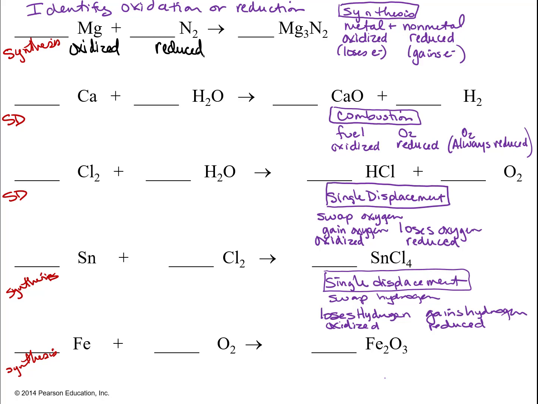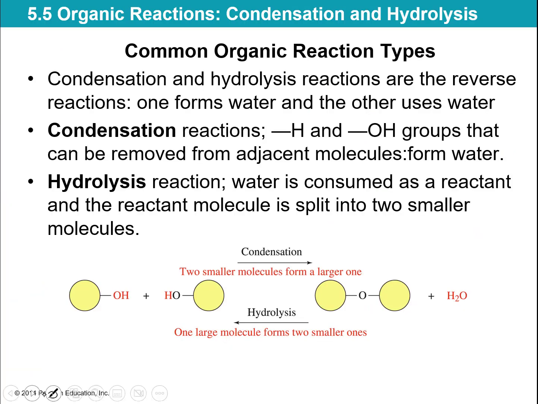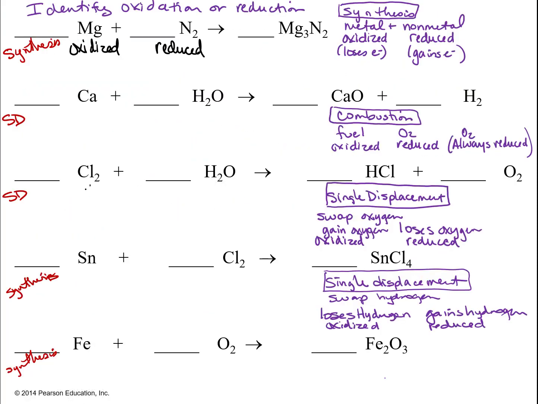So what does the chlorine end up with as a product? If you look at the element, the chlorine ends up gaining hydrogen. So the chlorine starts off all by itself and it ends up gaining a hydrogen. But if you look at water, it ends up being just oxygen by itself. So do you see that the water loses its hydrogen, but the chlorine gains? So if the chlorine gains hydrogen, what happens to it? It's reduced.